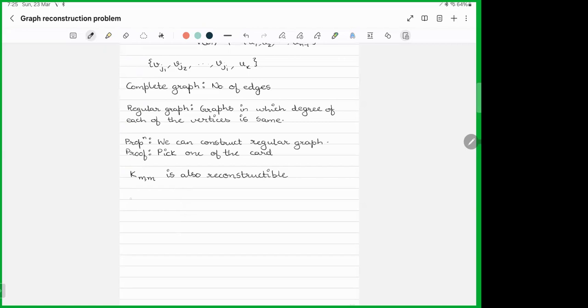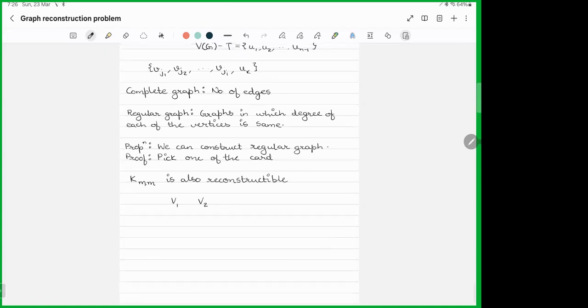Is it that you can split it into two parts such that one vertex from one part does not have an edge to another vertex in the same part? Yes, a bipartite graph: we can partition the vertex set into two sets, V1 and V2, such that each of the edges connects a vertex in V1 to a vertex in V2. And a complete bipartite graph is one where each vertex in V1 is connected to every vertex in V2.